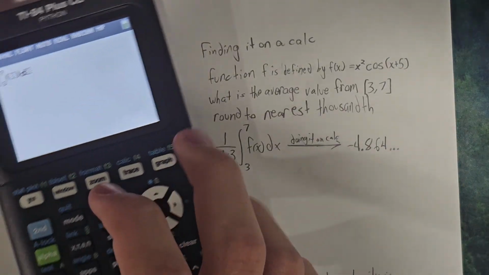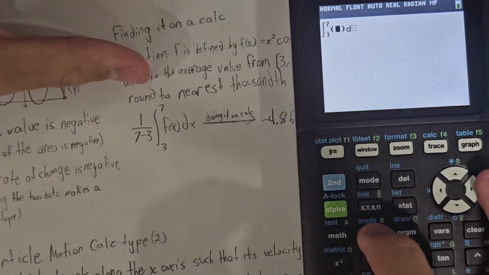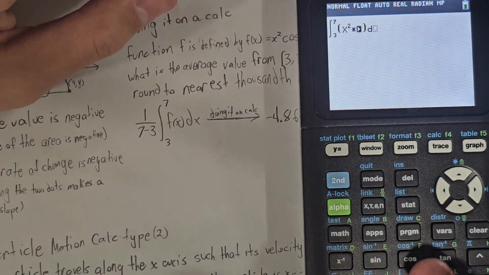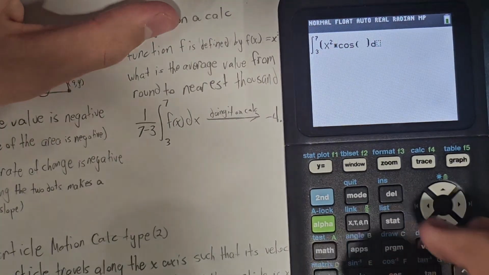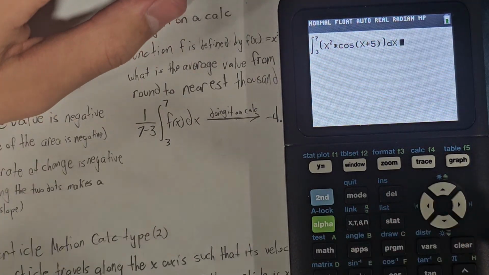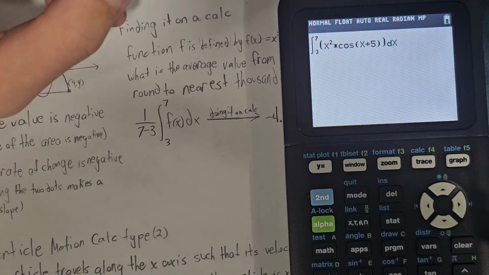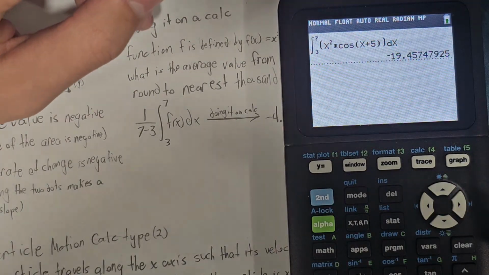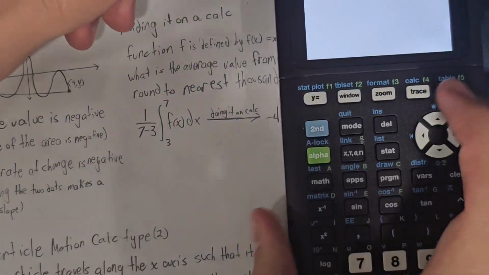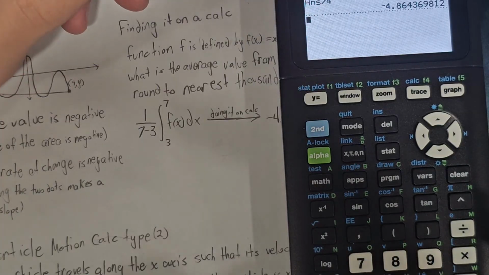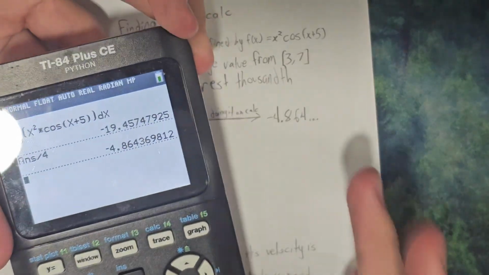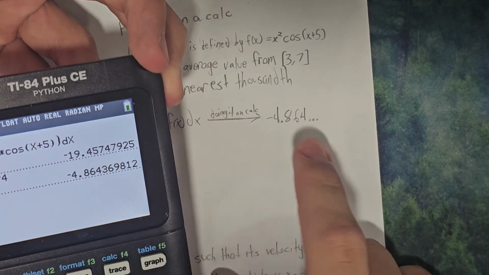Now we're going to type in that equation right there. We have x squared times cosine of x plus 5, and that's over dx, right? So we put that in and we get a number. But remember, we have to divide it by 4 because of 1 over 7 minus 3. That's the same thing as 1 over 4, which is the same thing as dividing this number by 4. So we divide this number by 4, and we get 4.864, and then a bunch of trailing numbers. We can round that off to get negative 4.864.